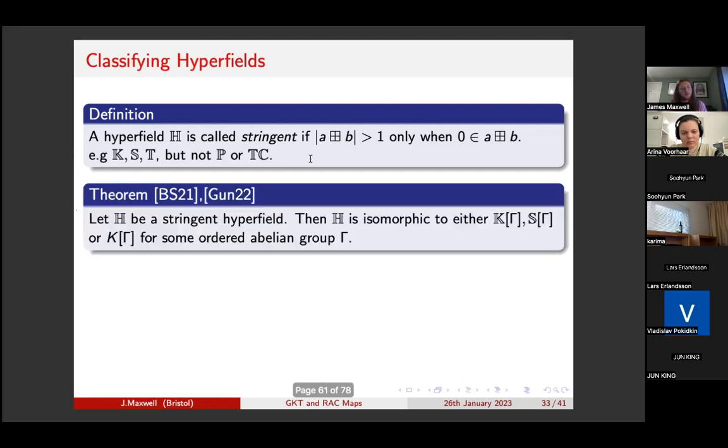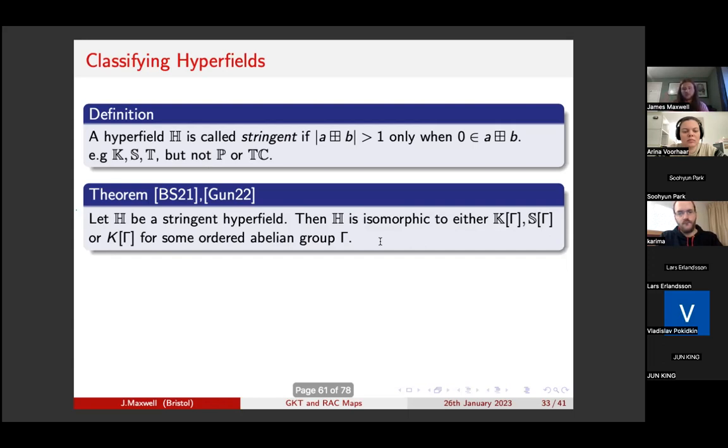in lots of circumstances. So there's actually a classification of stringent hyperfields, what they look like, a decomposition. If H is a stringent hyperfield, then it's isomorphic to one of these three tropical extensions. And the reason I've given two references here is because Bowler and Su gave a really nice description of this, and then it was rephrased and incorporated into Trevor Gunn's work in this new notation. It wasn't quite given in this notation. They used semi-direct product notation, but that's why I've given both here, because they're both important.